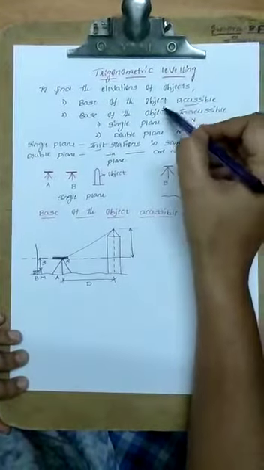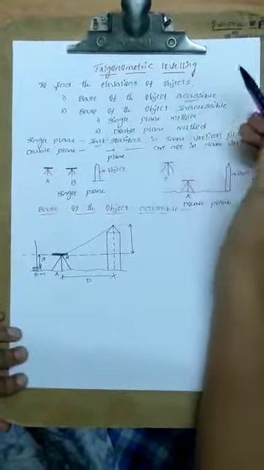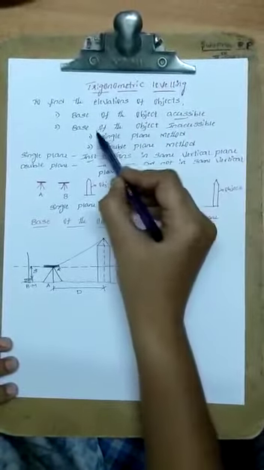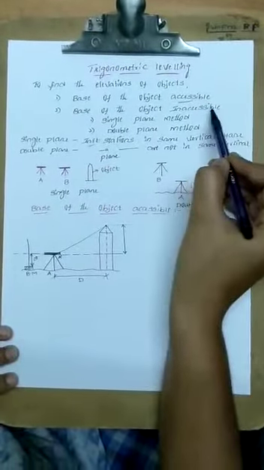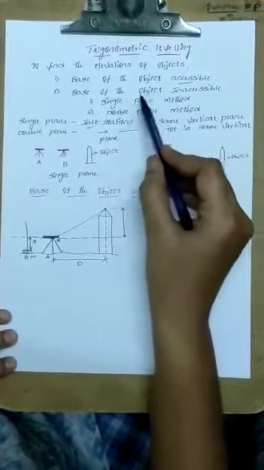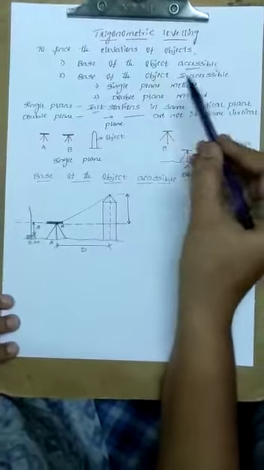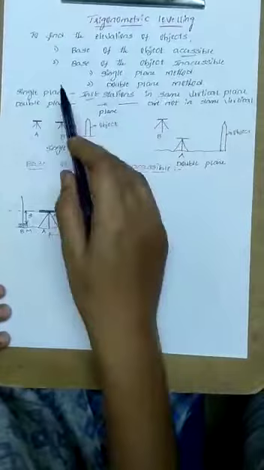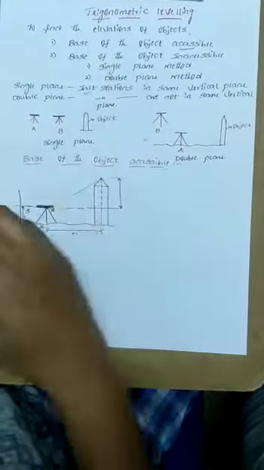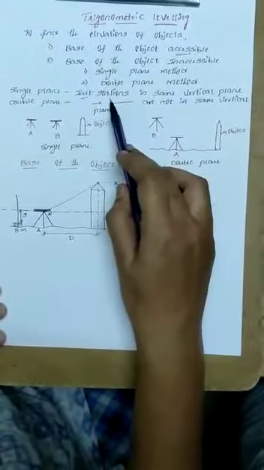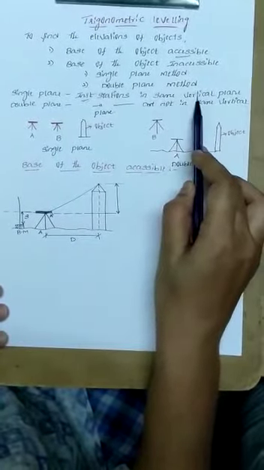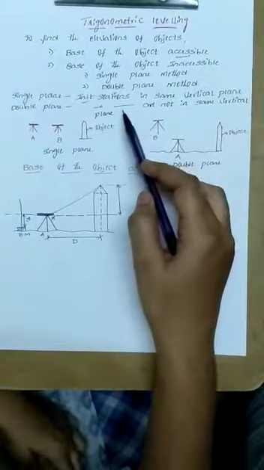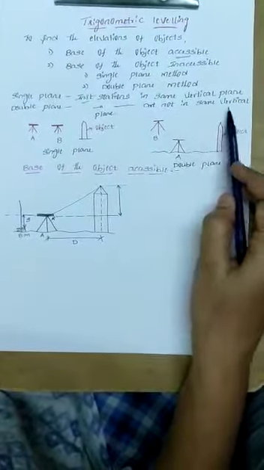There are derivations to find the elevation of an object when the base of the object is accessible and when the base of the object is inaccessible. In case of base of the object inaccessible, I said there are two methods, single plane method and double plane method. We will see what single plane and double plane are. Single plane means when the instrument stations as well as the elevated object are in the same vertical plane. Double plane means when the instrument stations are not in the same vertical plane.